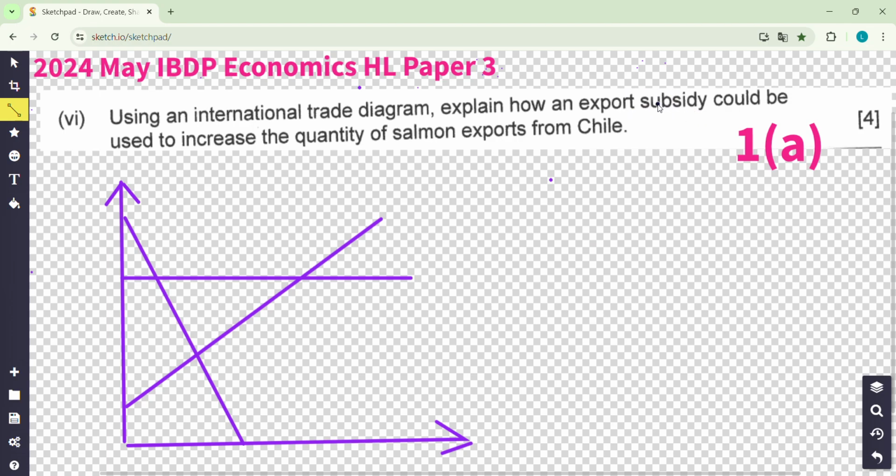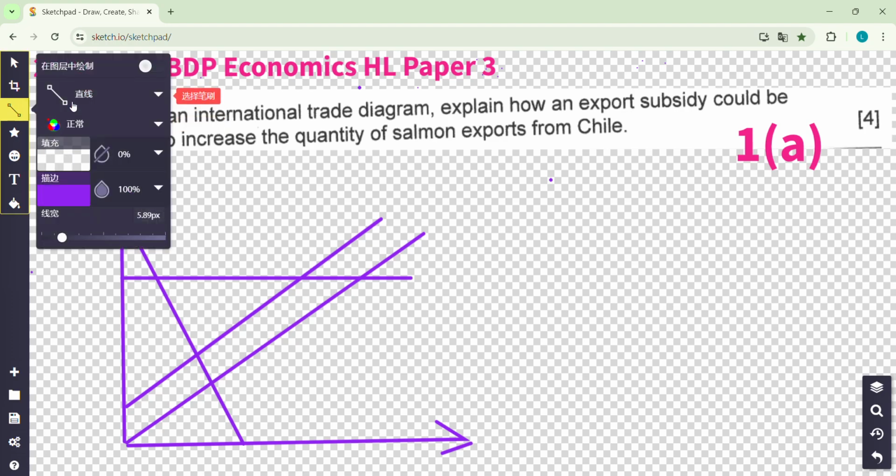export subsidy. So subsidy to whom? Consumer or producer? Yes, of course, the producer, right? Subsidize the producer, so the producer can export at a lower price. So the whole supply curve will shift down by the unit amount of the export subsidy. So it goes down. Another supply curve. So you've got all the things you need.